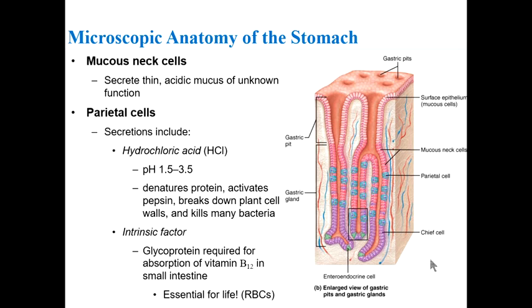But also these parietal cells that we see labeled right there secrete intrinsic factor. It's a glycoprotein, and we need that to absorb vitamin B12, which has an important function in iron, and of course we know iron and hemoglobin are important for red blood cell production, which of course is essential for life.